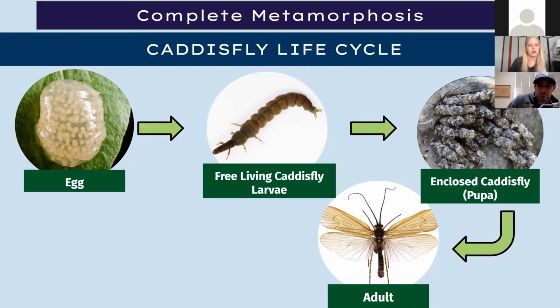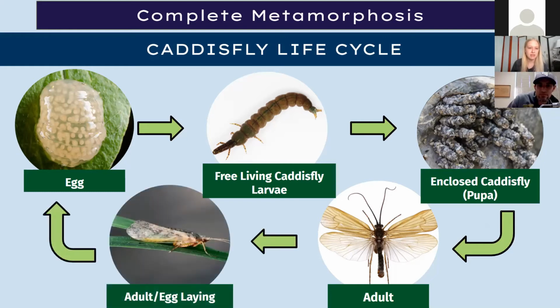So our caddisfly is now an adult. It is going to try to find a mate. After it mates, it's going to lay eggs on a leaf and start the whole cycle all over again. Sometimes they're an adult for a couple of weeks to a month. So they're really not an adult for the most part of their life cycle. Most of their life cycle is going to be spent as a free-living caddisfly larva or an enclosed caddisfly pupa.